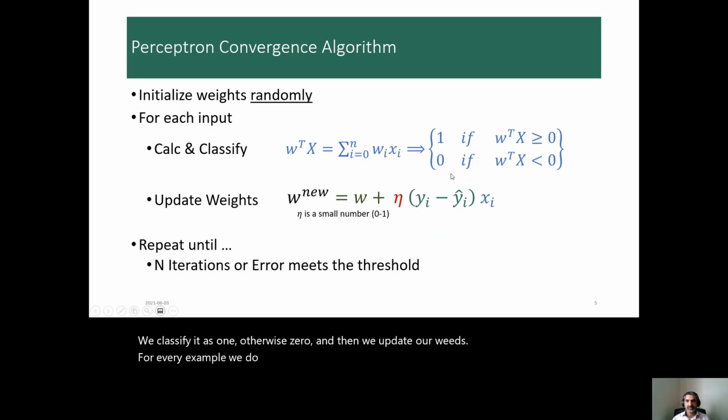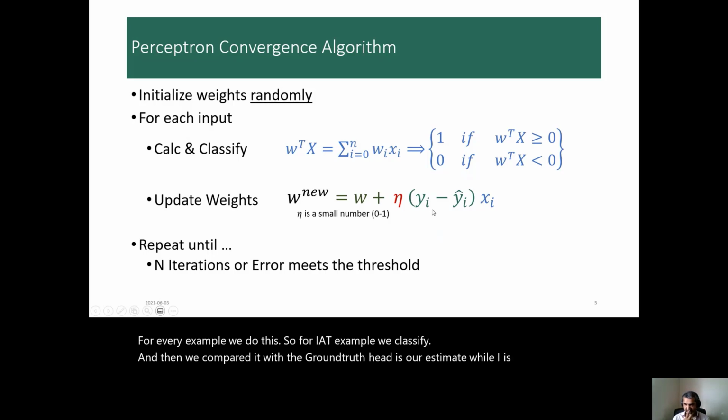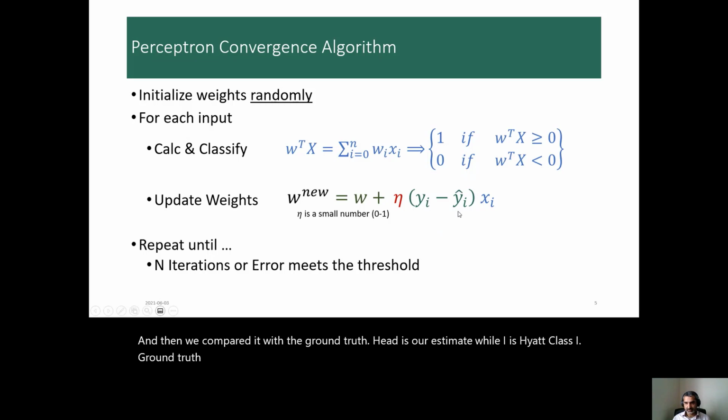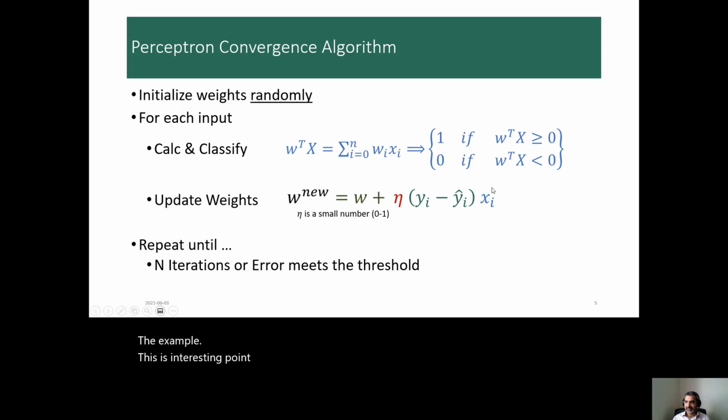So for the ith example, we classify, and then we compare it with the ground truth. Y hat is our estimate, Yi is the ith class, the ground truth. We compare. If it's wrong, we change W as much as the example. This is an interesting point. Why this will work, I will explain, but this is what there is.